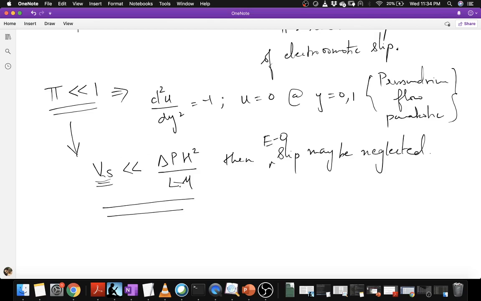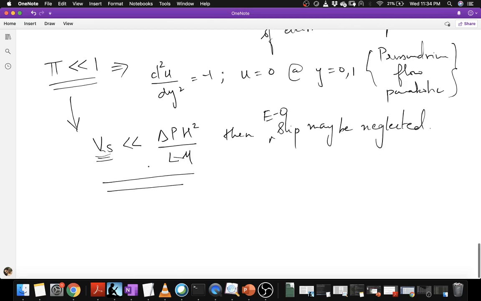So here you can see if the channel becomes very long, then again it seems to suggest that the electro-osmotic slip may start to become important, because this term will become small if the channel becomes long, and so on. Okay, so this is now already one fruitful result from scaling.